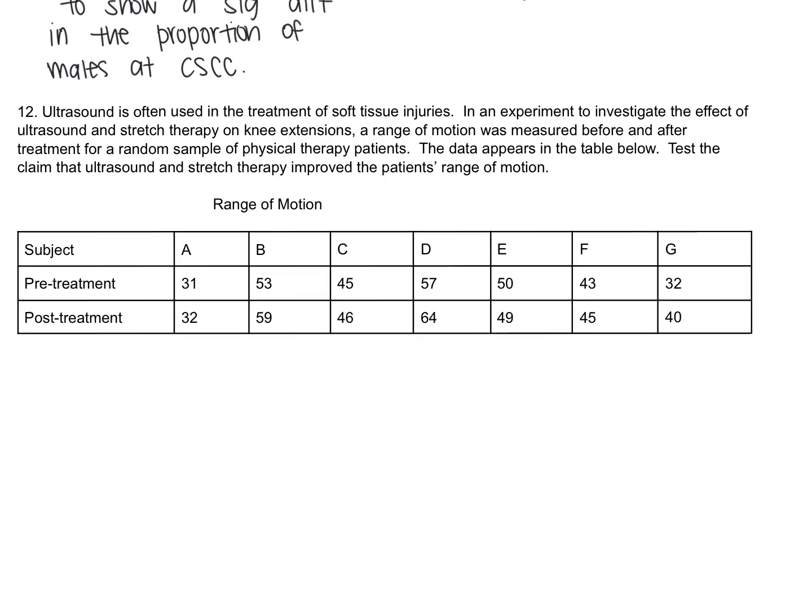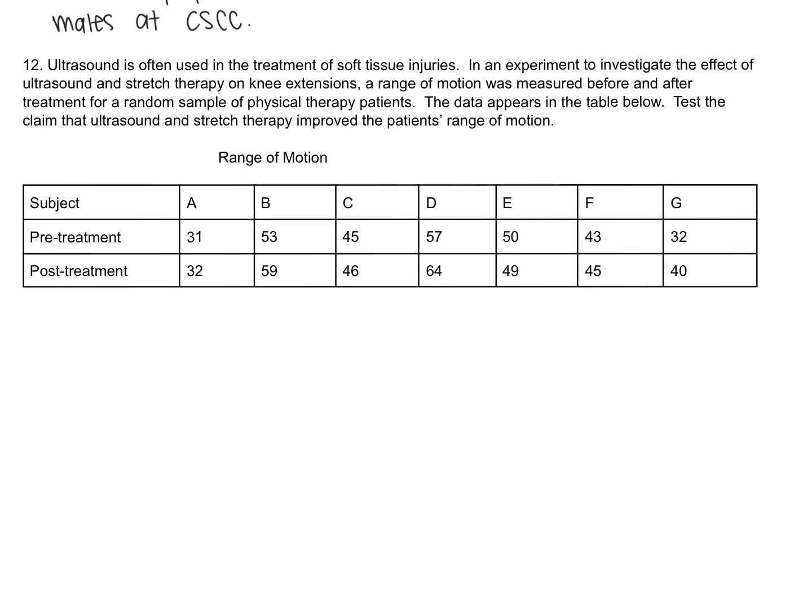And then our last example. So we have ultrasound is often used in the treatment of soft tissue injuries. In an experiment to investigate the effect of ultrasound and stretch therapy on knee extensions, a range of motion was measured before and after treatment for a random sample of physical therapy patients. The data appears in the table below. Test the claim that ultrasound and stretch therapy improves the patient's range of motion.